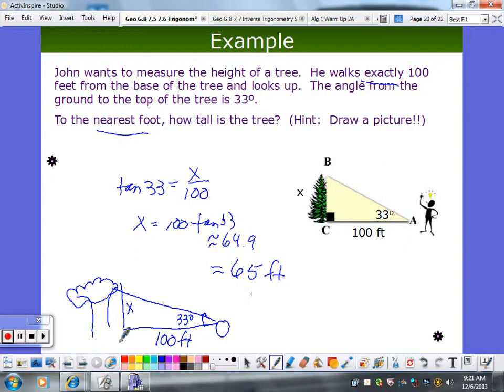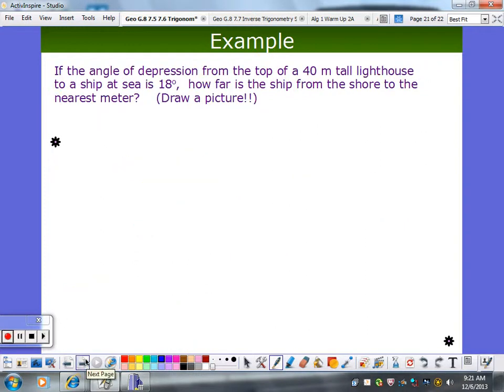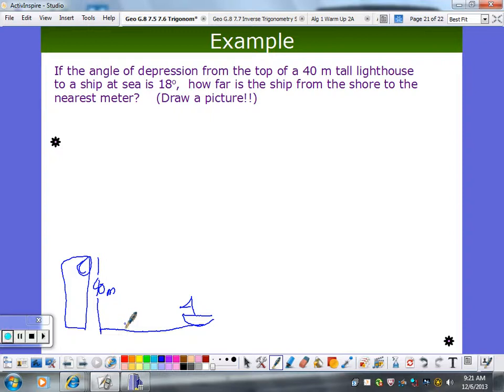Alrighty. Okay, the angle of depression. They love lighthouse questions. They love questions like this. Alright, so you know what a lighthouse is, right? It's the thing that turns around and lights up. So here you are at a lighthouse. It's 40 meters tall. The ship at sea, and again, we're assuming everything's perfectly level. It's not on a hill. It's right at sea level. And we've got our ship at sea. And how far away is the ship at sea?